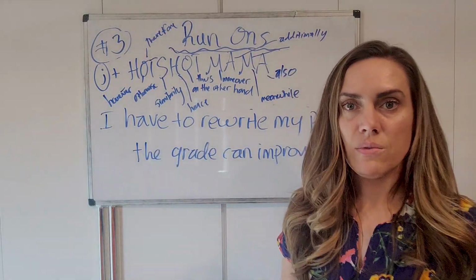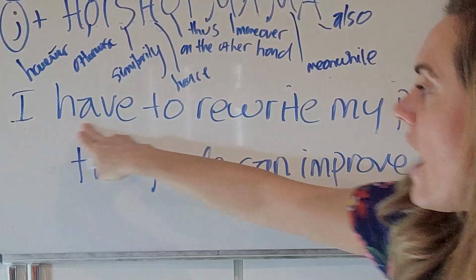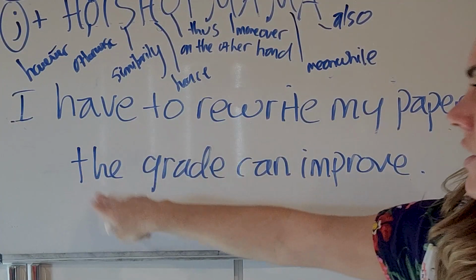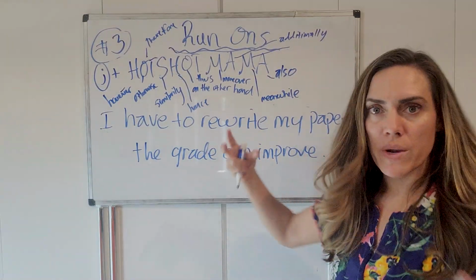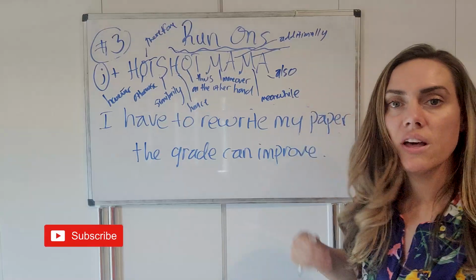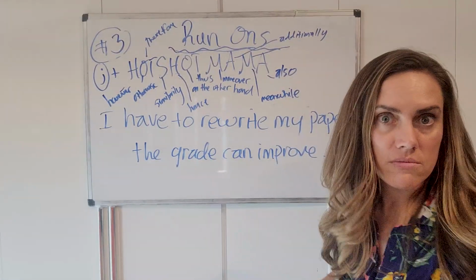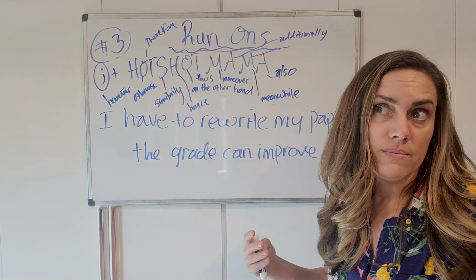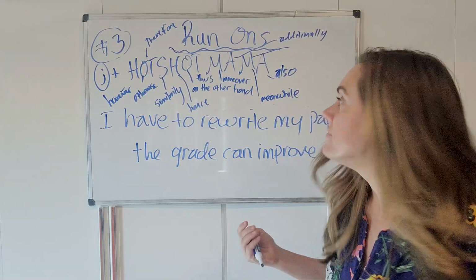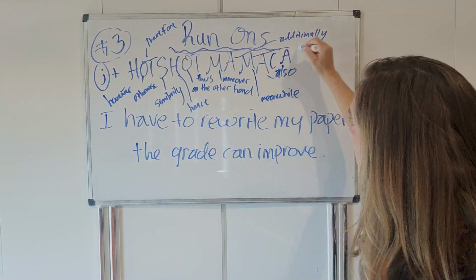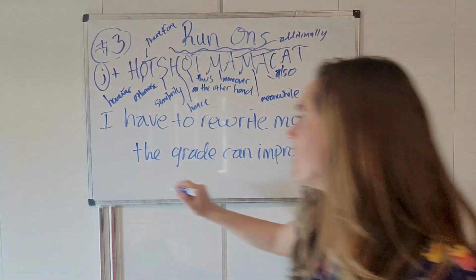Okay, so let's say you want to rewrite this sentence, this run-on, this error that you have here. I have to rewrite my paper, the grade can improve when I do that, right? So how are we going to combine that? Which word would you want to use? Thus, therefore, as a consequence, as a result, consequently. Okay, I mean, you can add to this and add consequently, as a result, all those, okay?